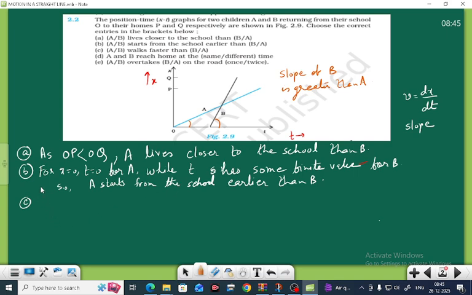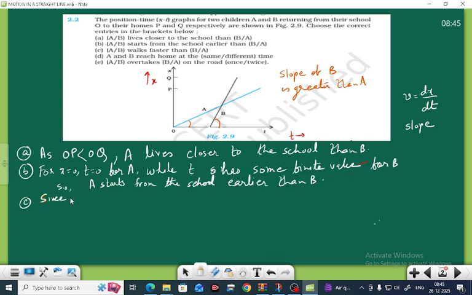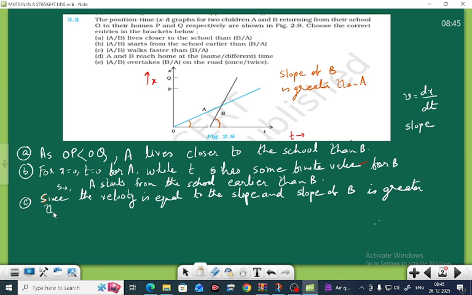So question number C can be written as: since the velocity is equal to the slope, and the slope of B is greater than the slope of A, you can say that B walks faster than A. Hence, B walks faster than A.